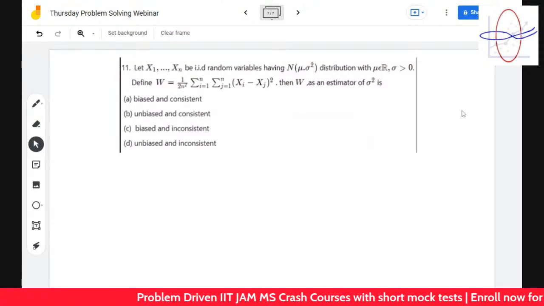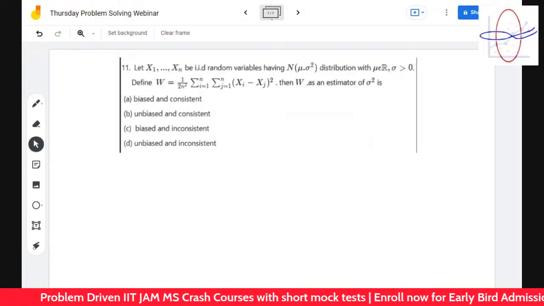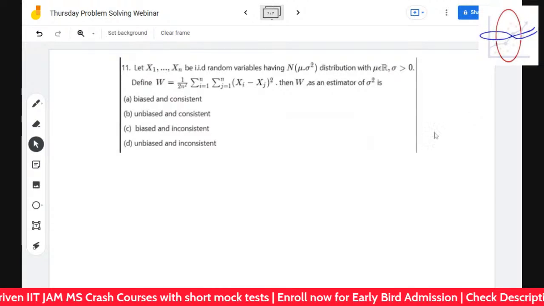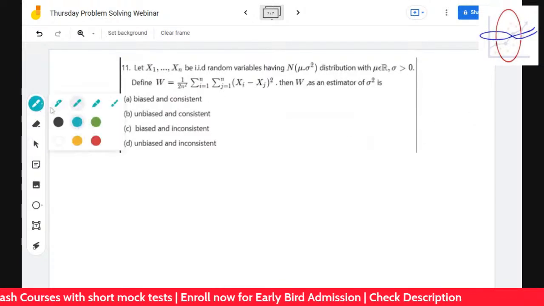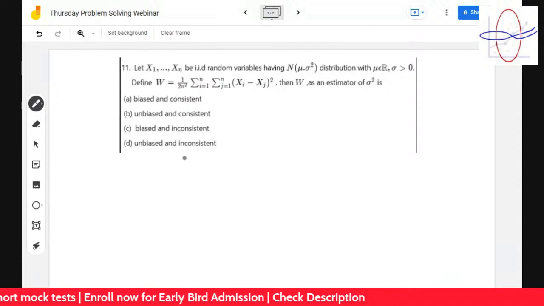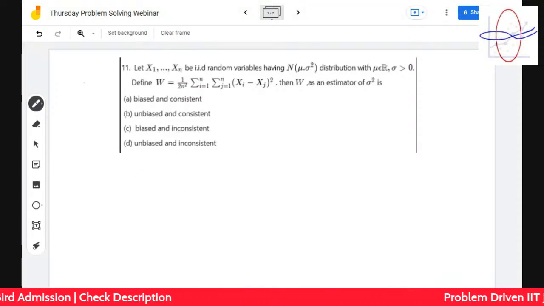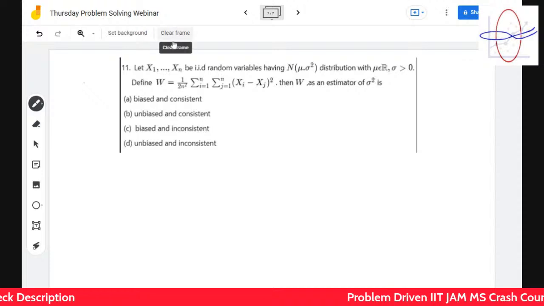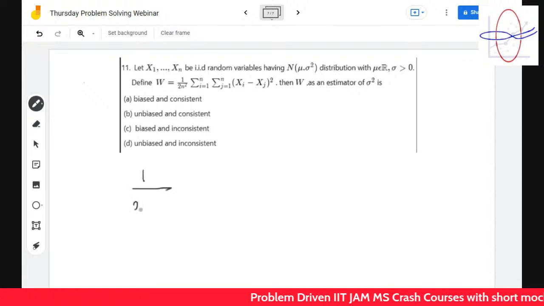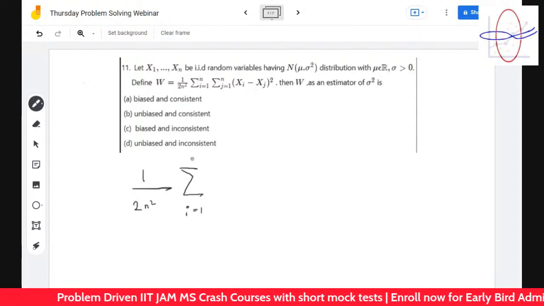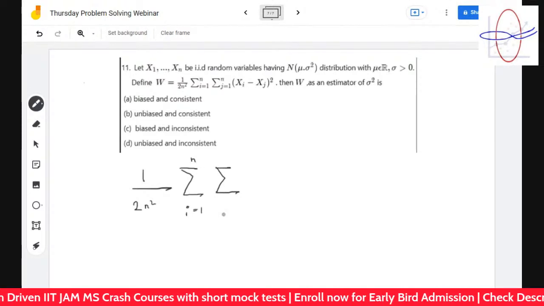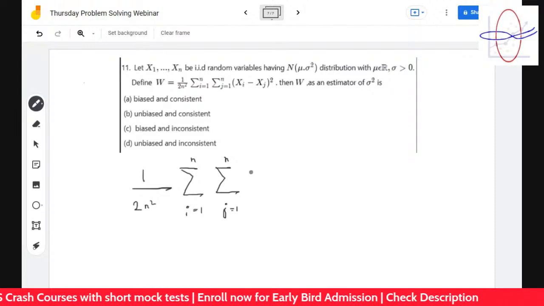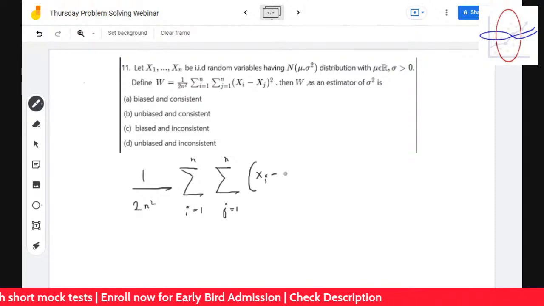So first of all, it's asked whether it's unbiased or not. So let's check unbiased, and then consistency will come up gradually. How do you attack this problem from scratch? W is given like this: 1 by 2n square, summation of i from 1 to n, summation of j from 1 to n, xi minus xj whole square.